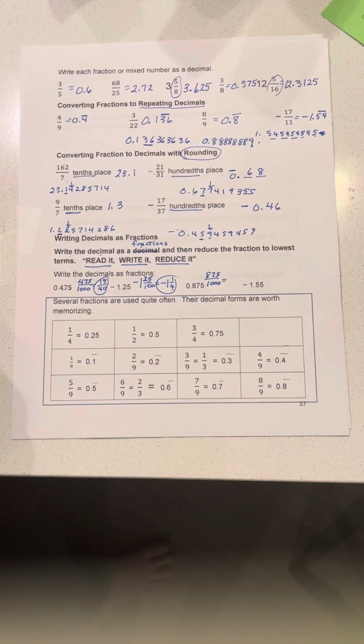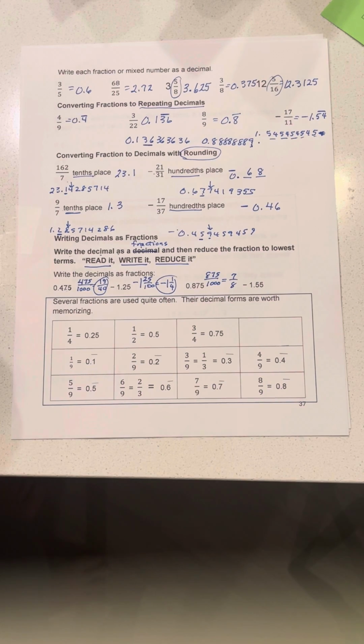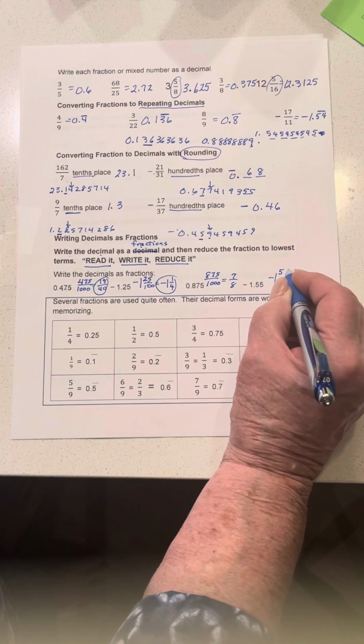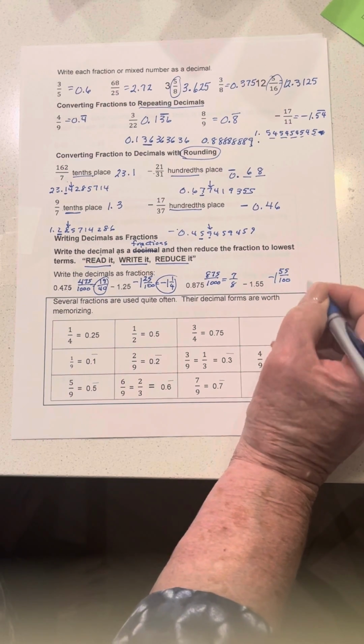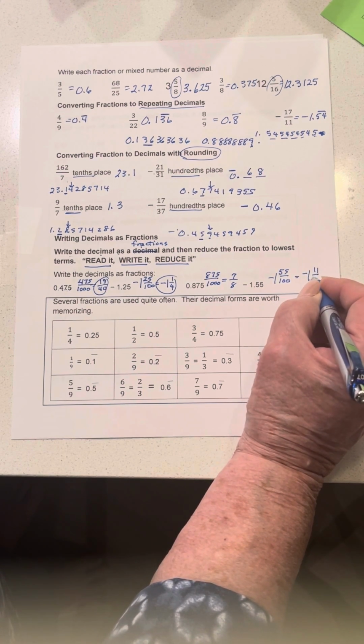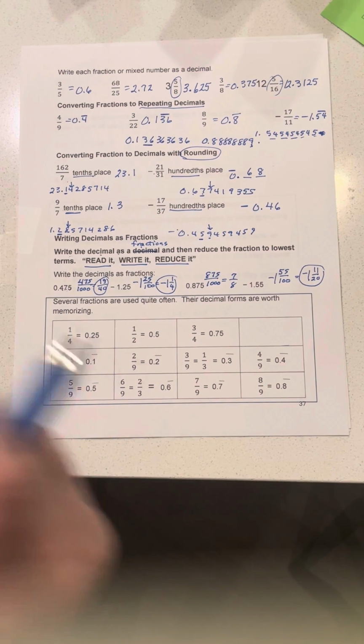I could actually put that in my calculator because I've done this before. 875 over 1000, and it'll reduce it to 7/8. And we could do that in a couple of steps, but I'm just going to use my calculator because it's here. The next one is negative 1 and 55 hundredths. We can divide both of these by 5, so we would have negative 1 11/20. So your calculator will do all the work, and you can use your calculator doing this on the exam.